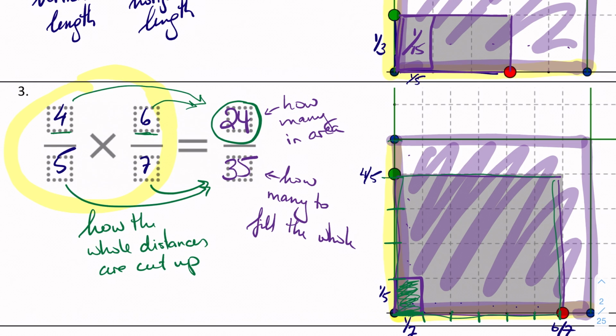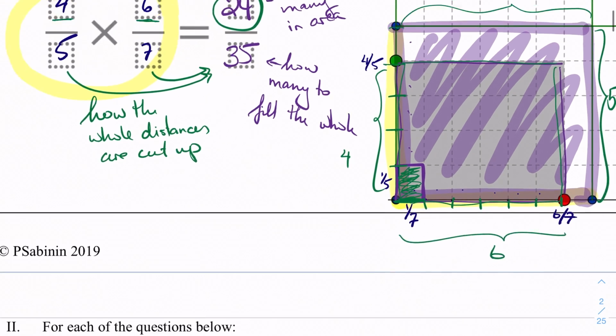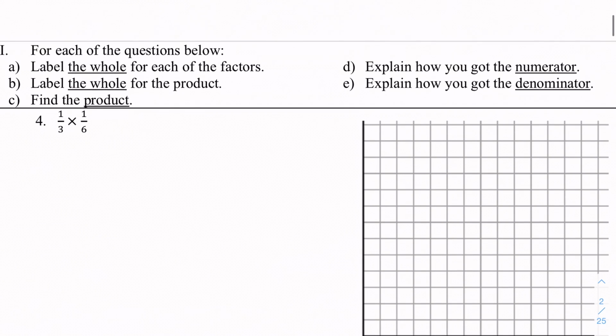So this multiplication actually gives the dimensions of the shaded region, and on top of that, I'll mark it here, the dimensions of the whole, right? So how many pieces we have shaded is going to come from our numerators, and how many pieces we need to fill the whole is going to come from our denominators. So let's take a look at drawing these and see if we can interpret them.